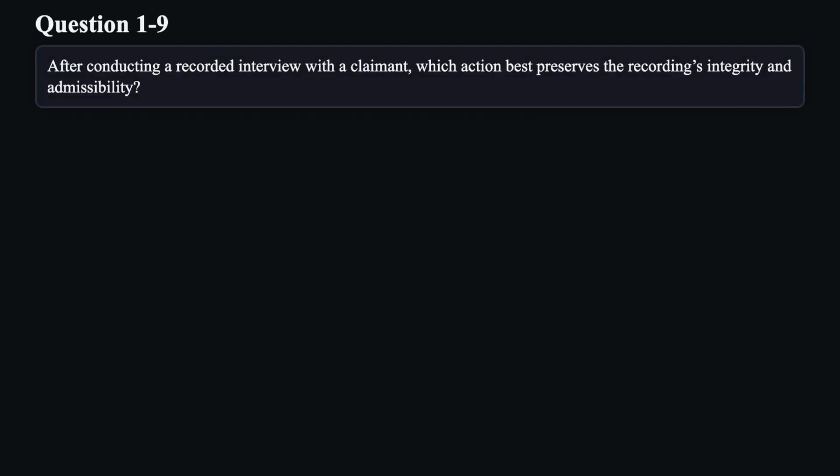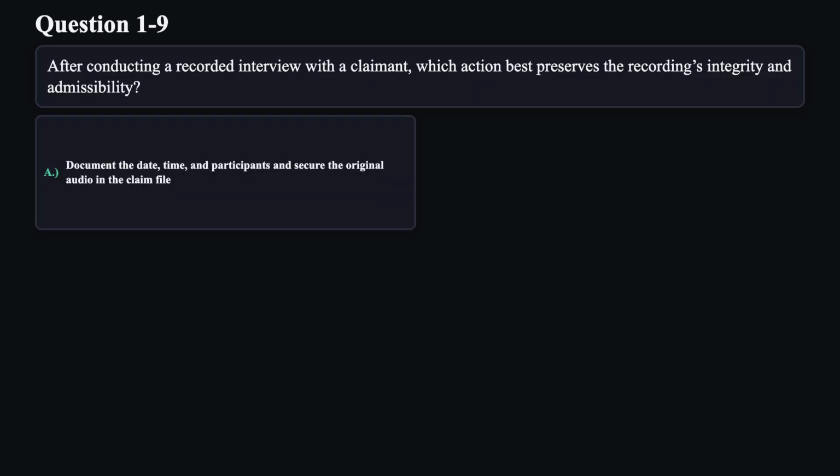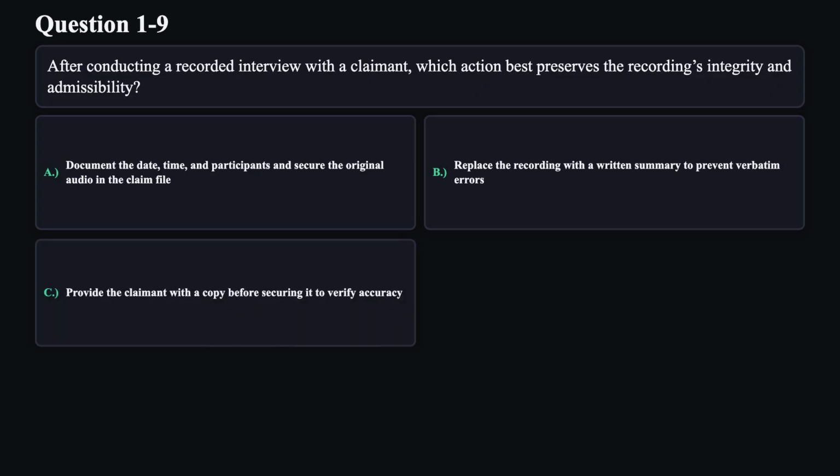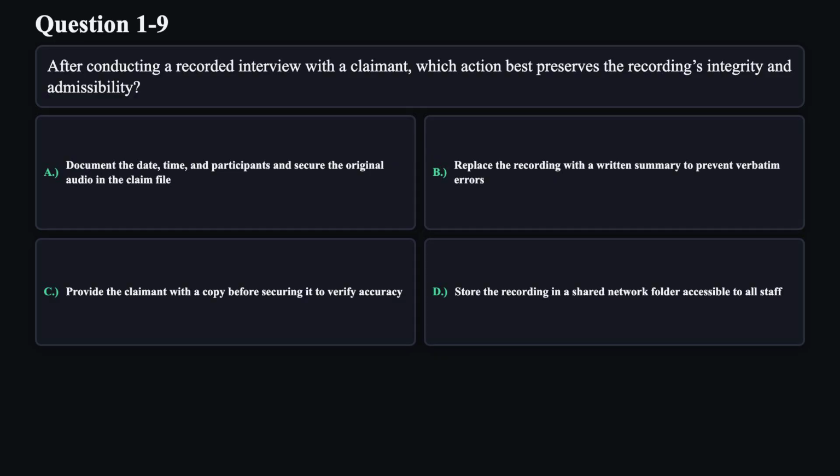Question 9. After conducting a recorded interview with a claimant, which action best preserves the recording's integrity and admissibility? A. Document the date, time, and participants and secure the original audio in the claim file. B. Replace the recording with a written summary to prevent verbatim errors. C. Provide the claimant with a copy before securing it to verify accuracy. D. Store the recording in a shared network folder accessible to all staff.